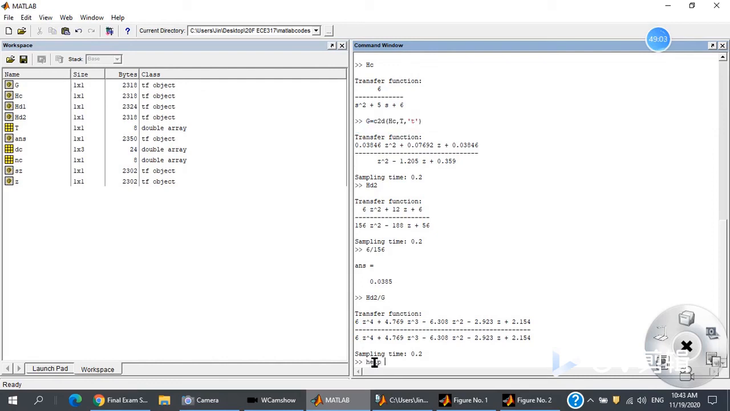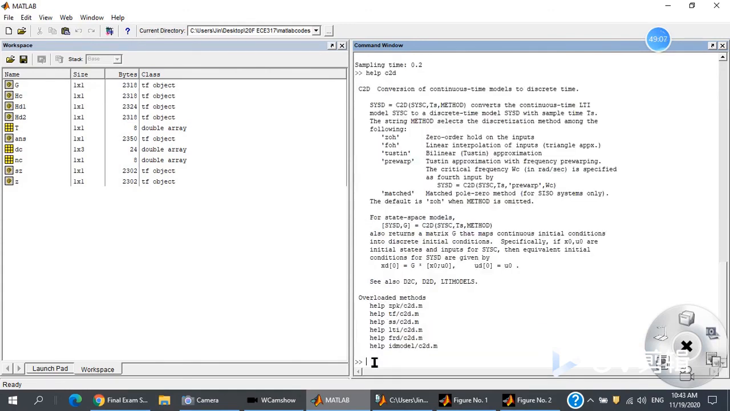Let me see the help for C2D. They give a list of functions. It's C2D, then the system, then the step, then the method. Method should be 0 or whole. Oh, it's here, bilinear. Bilinear is a Tustin method. Tustin, so I can put T, right? Tustin method.